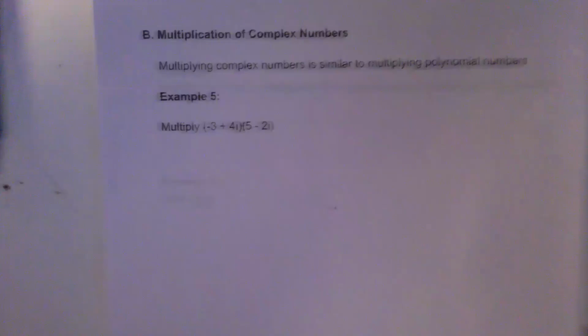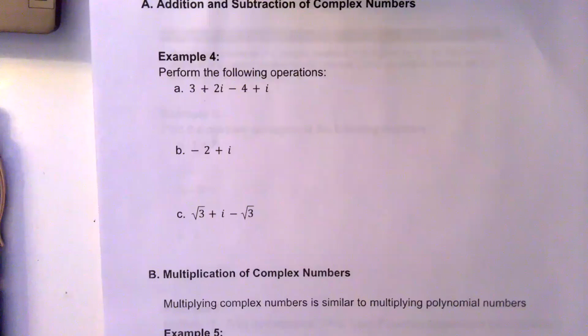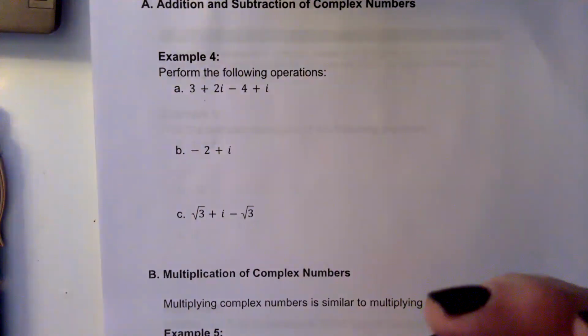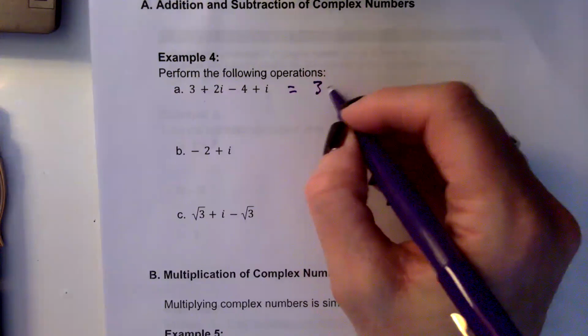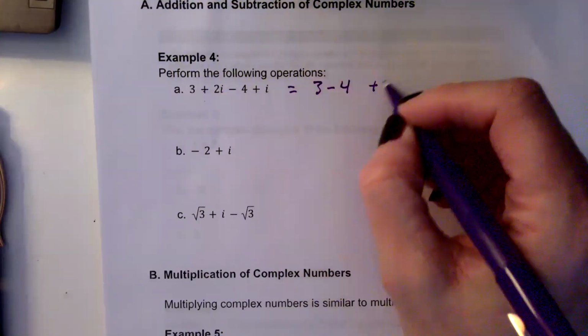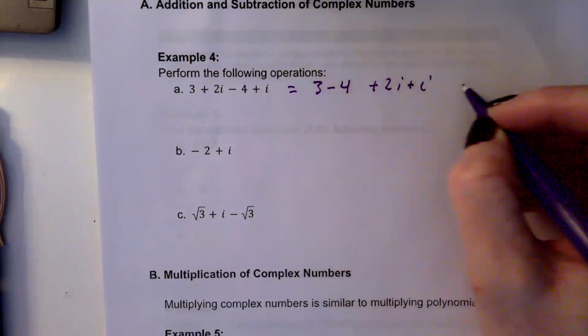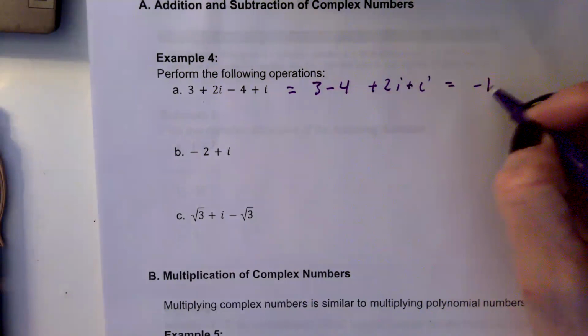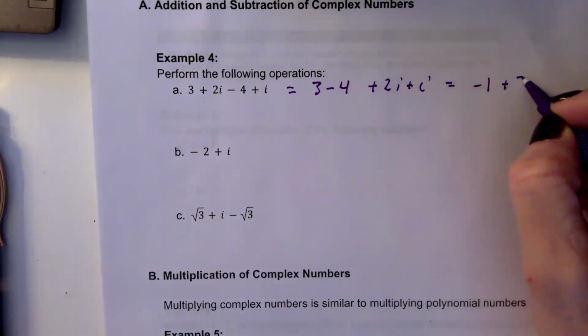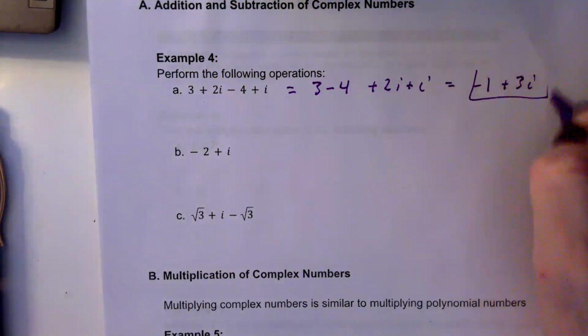We can add and subtract complex numbers. So it's similar to just adding and subtracting like terms. So we can regroup these. So we've got 3 minus 4 plus 2i plus i. And so adding the real numbers, we get -1 plus 3i.